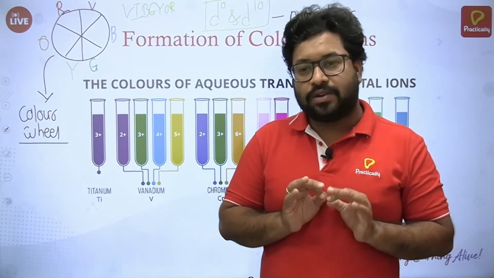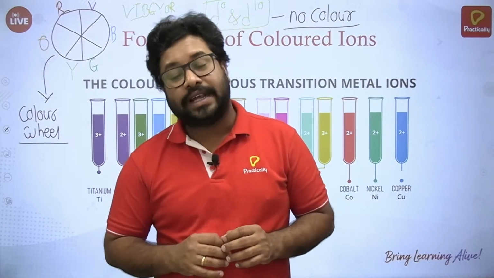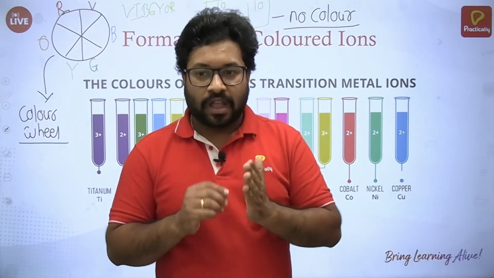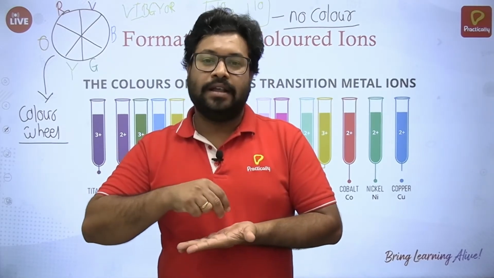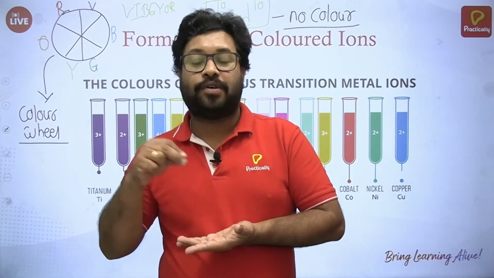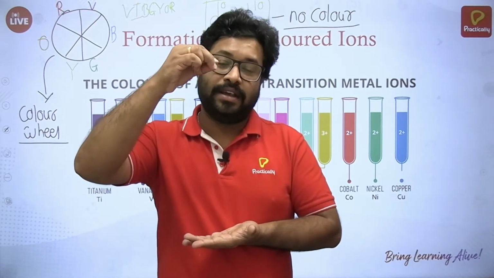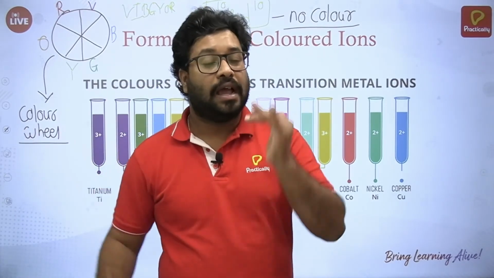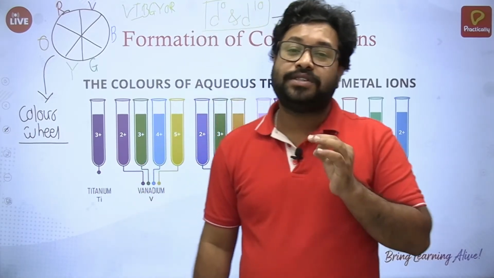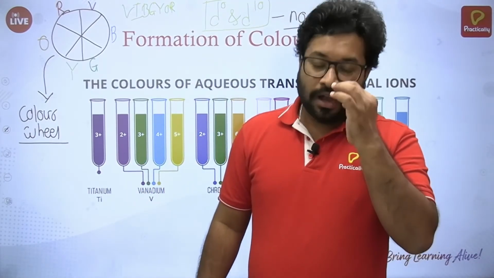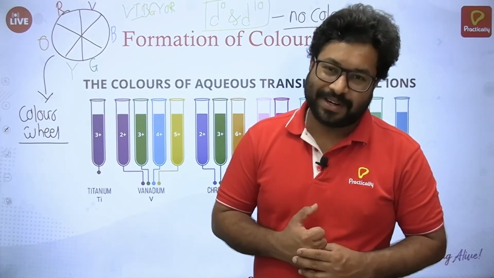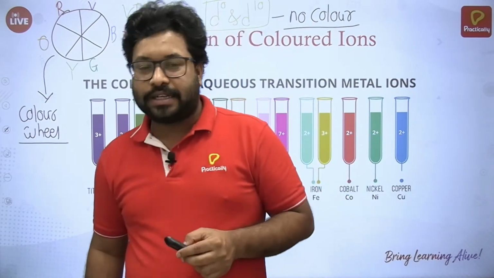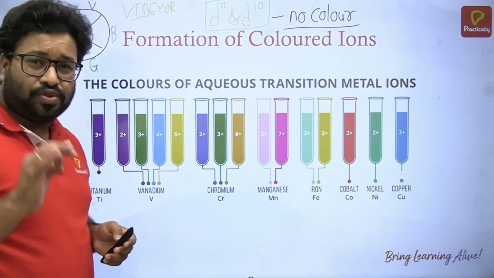For now, I can only tell you that the d orbitals get split into two parts, t2g and eg. Whenever an electron in the t2g orbital absorbs energy corresponding to the visible region, it goes to the eg orbital. When it comes from eg back to t2g, it releases that absorbed energy. If that energy falls in the visible region, your compound appears to show visible color. That's the reason d block complexes or compounds show color.